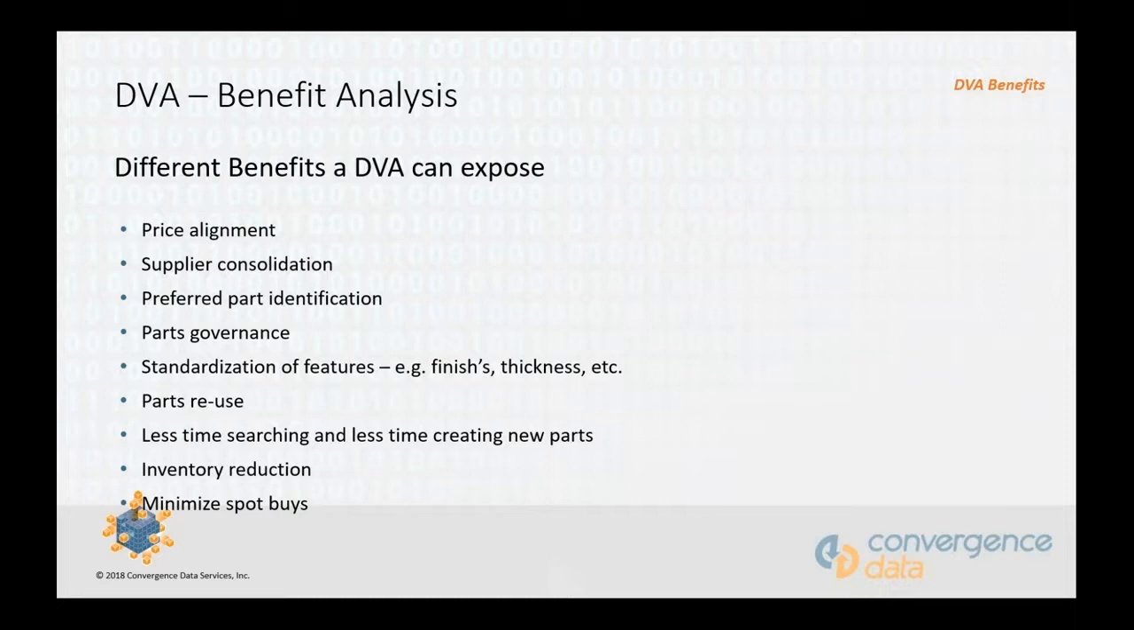And you can start to standardize on features and try to limit some of the characteristics of, say, a commodity that's driving all the different parts. You might want to look at, say, the finish or thickness. Can we standardize on some of these, so we would have a lot fewer of these for a particular commodity? And with this good data, engineers can reuse parts and stop creating unnecessary parts. They can also spend a lot less time looking for parts or creating parts, because with this data they can easily find them. And then the downstream benefits are obviously inventory reduction, and we can minimize things like spot buys.